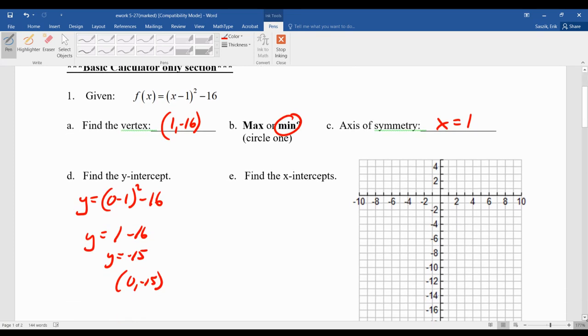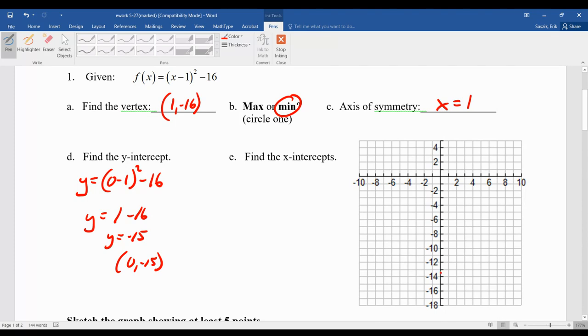The x-intercepts, actually I can show that right now. -15 is right there. My vertex is (1, -16) right there. This isn't a critical point, but I know there has to be a symmetrical one to this, so I'm going to show that. And now I'm going to find the x-intercepts. Remember, that's the same thing as finding the zeros.